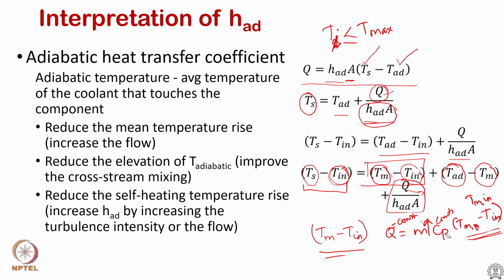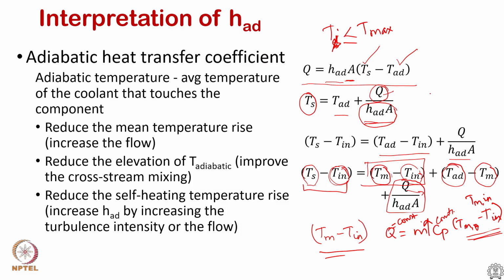So, the first bracket says that if I want to keep the temperature rise of the source with respect to the inlet temperature small, and this term happens to be higher, then I should increase my flow rate. What about the second one?